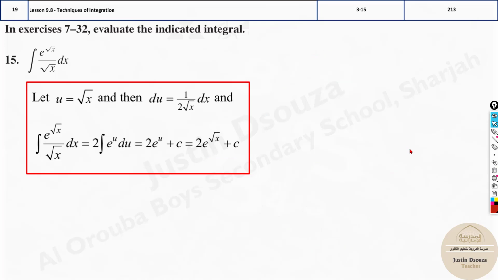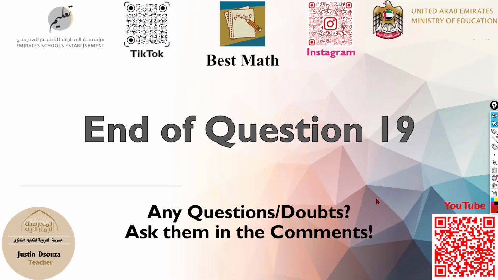They're all simple problems, but the more you practice u substitution, the more easily you can assume what u is, what dx will be, and then solve it out.